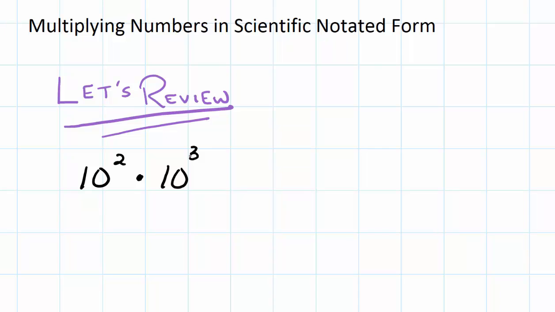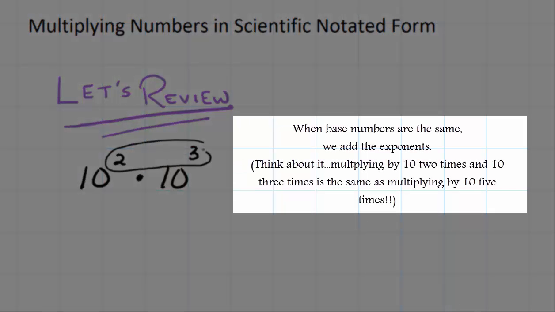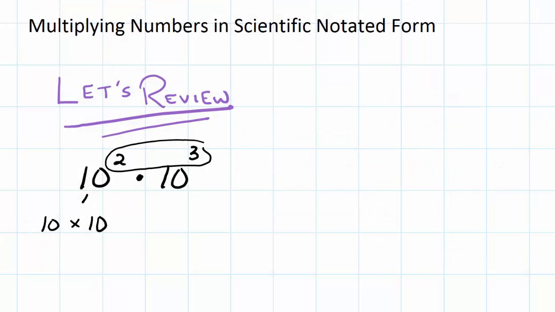And what we've already learned is that when we have a base that is the same, we're allowed to add the exponents together. Let me write this out for you so that you can see it a little bit better. 10 to the second power means 10 times 10. 10 to the third power means 10 times 10 times 10. And what they've asked us to do is multiply these two multiplication problems together.